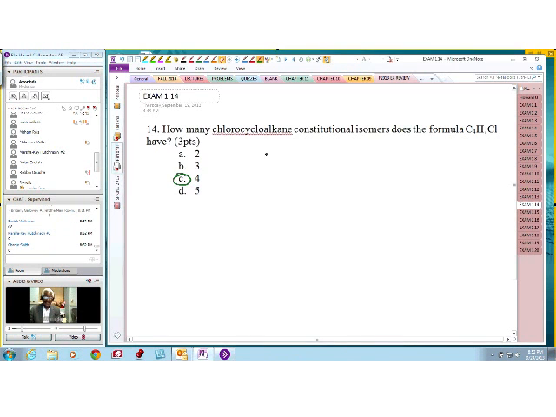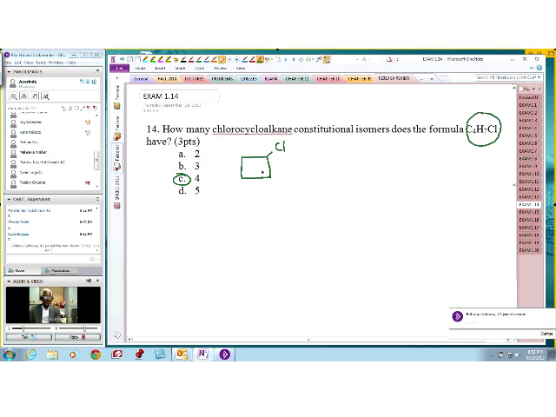Why is C correct? Let us look at it. How many chlorocycloalkane constitutional isomers does this formula have? They have given us the formula. It only has 4 carbon atoms. So let us go ahead and draw the possible isomers. This would be chlorocyclobutane. We could also have this.